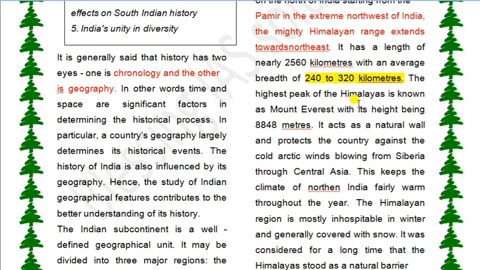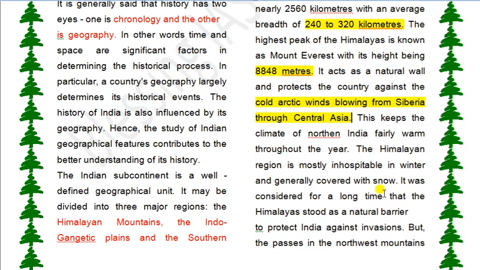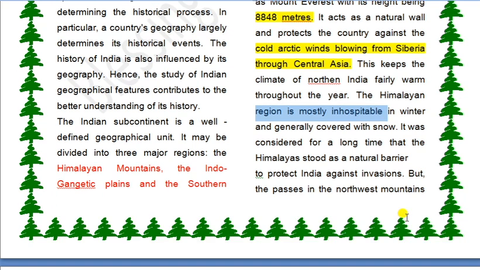The highest peak of the Himalayas, known as Mount Everest, has a height of 8,848 meters. It acts as a natural wall and protects the country against the cold Arctic winds blowing from Siberia through Central Asia. This keeps the climate of northern India warm throughout the year. The Himalayan region is mostly inhospitable in winter and generally covered with snow.